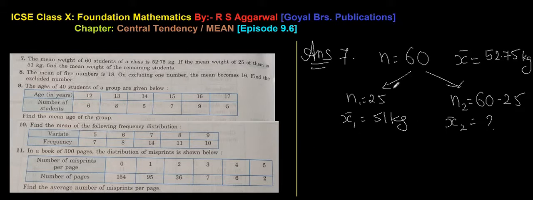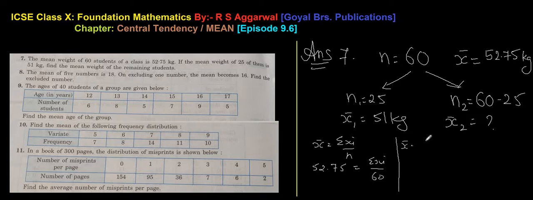So first of all, what are we going to do here? First of all we are going to write x bar is equal to sigma xi upon n. So x bar for the whole classroom of 60 students is given as 52.75 is equal to sigma xi upon 60. So this is our first part.